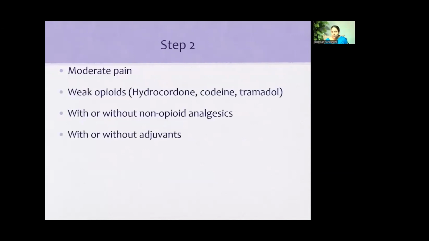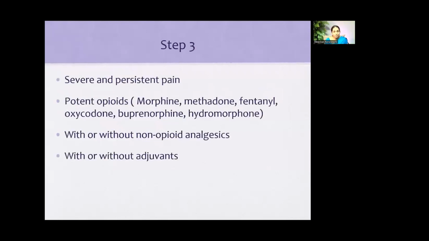So step 2 is moderate pain management, where weak opioids like hydrocodone, codeine, or tramadol could be used, again with or without non-opioid analgesics like acetaminophen or non-steroidal anti-inflammatory drugs, with or without adjuvants again. So these can be combined.